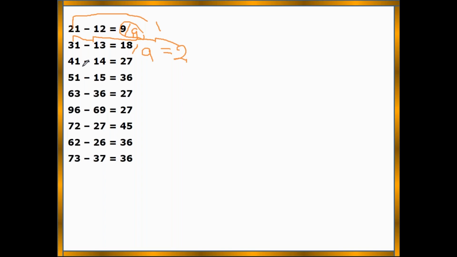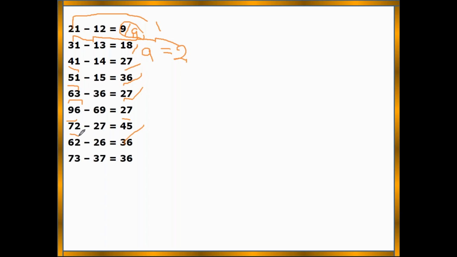That is the difference between 3 minus 1. Similarly, 27 by 9 is 3, that is the difference between 4 minus 1. 36 by 9 is 4, that is the difference between 5 minus 1. 27 by 9 is 3, that is equal to 6 minus 3. 27 by 9, that is equal to 6, 9 minus 6. 45 by 9 is 5, that is equal to 7 minus 2.